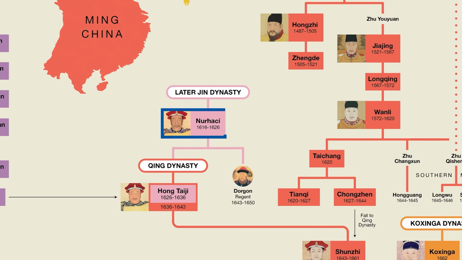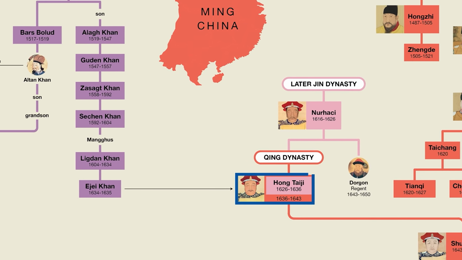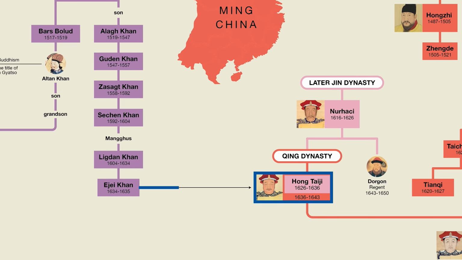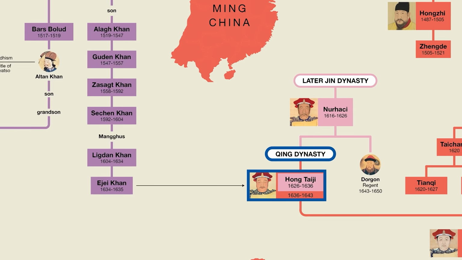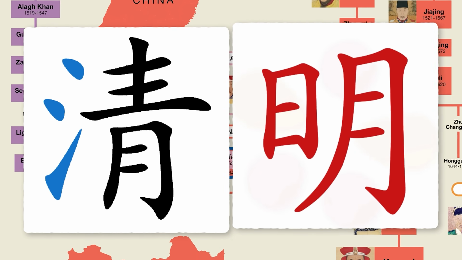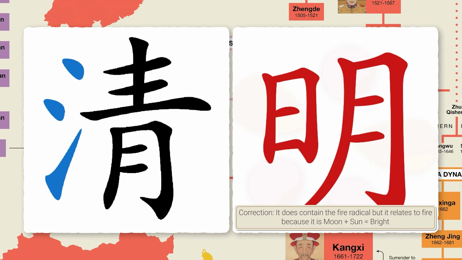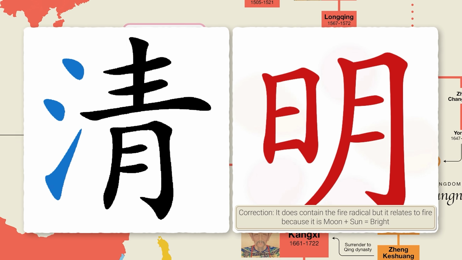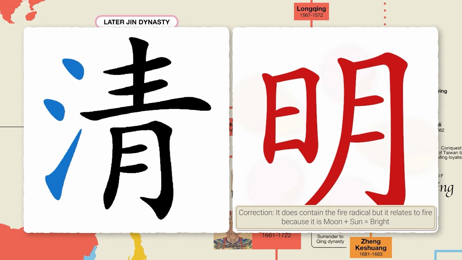Nurhaci was followed by his son Hong Taiji, who conquered Inner Mongolia, putting an end to the northern Yuan dynasty. Around the same time, he changed the name of the Jurchen people to the Manchu people, which is where the word Manchuria comes from. He also changed the name of the Jin dynasty to the Qing dynasty, because the Chinese character for Qing contains the water radical, whereas the character for Ming contains the fire radical. Water puts out fire, so in other words, he was saying the Qing are about to extinguish the Ming.